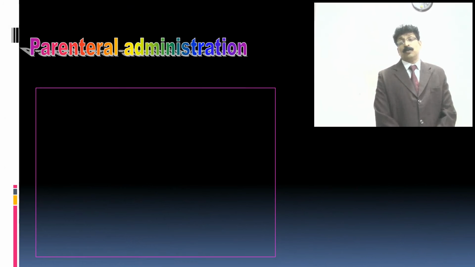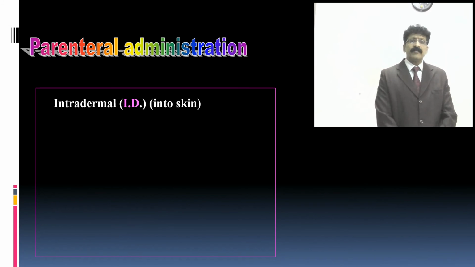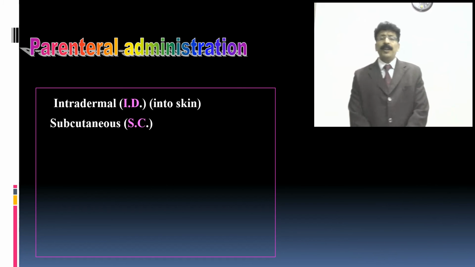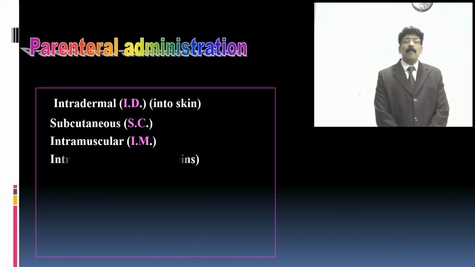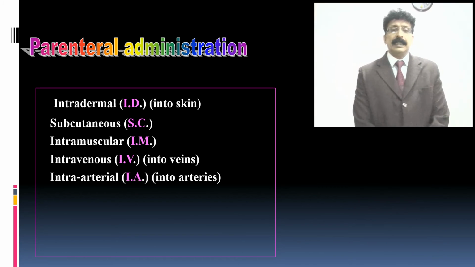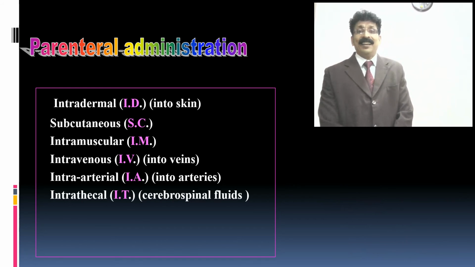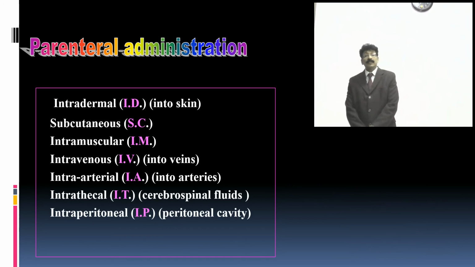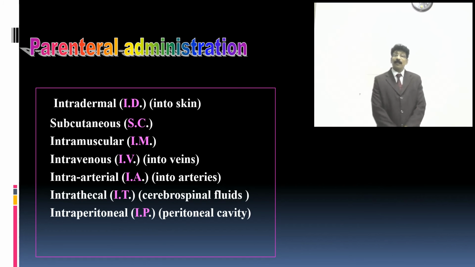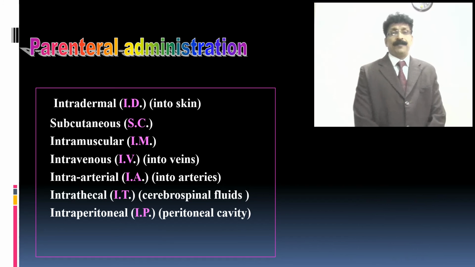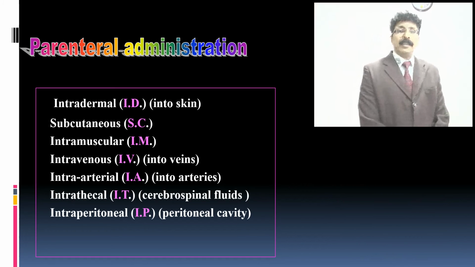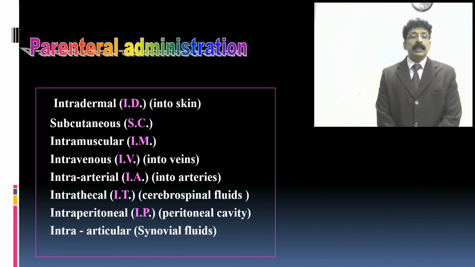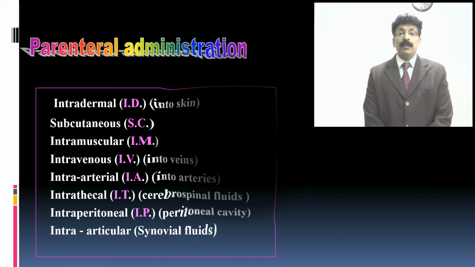Now we are coming to the parenteral administration, in which there is intradermal, in the skin; subcutaneous injection; intramuscular; intravenous; intra-arterial, in arteries; and intrathecal, to the CSF, the cerebrospinal fluid, directly through the spine; and intraperitoneal, the cavity in the abdominal region; and intra-articular, in the synovial fluid. These are all some of the parenteral routes.